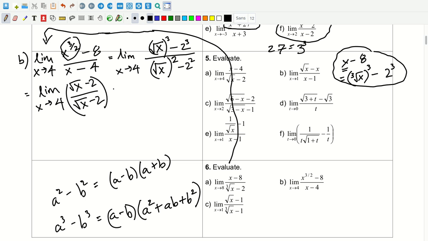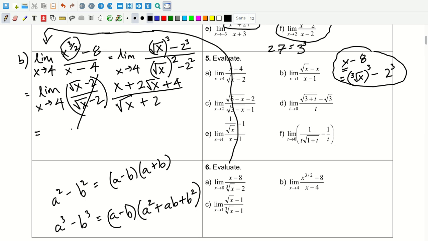So I end up getting, let's see, the square of root x in the top. So that's x. Again, please check this. Plus 2 root x, plus 4. In the bottom, I end up getting root of x plus 2. That's the only factor that's missing, a plus b, right?